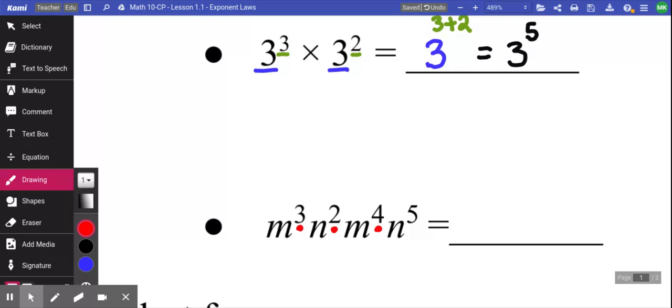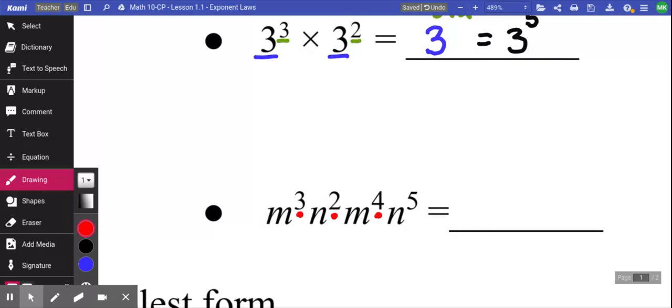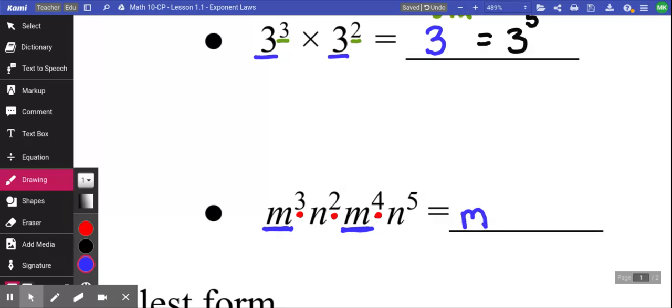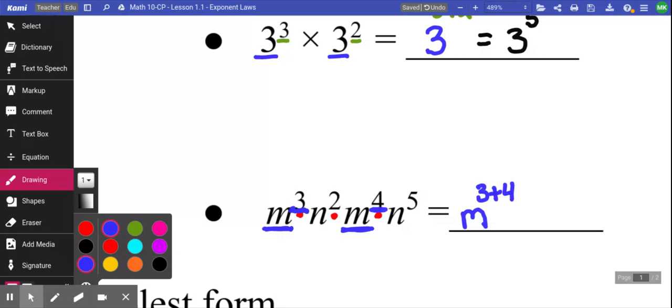Cool. We're going to try to simplify this. To simplify this means to write things as single powers if you can. The trick is that you have to have the same bases together. So when I'm multiplying these together, the m's can only add with the other m's. So this is m to the power of 3, m to the power of 4 will become m to the power of 3 plus 4. The n's will do their own thing. So this is n to the power of 2, n to the power of 5, so n to the power of 2 plus 5.